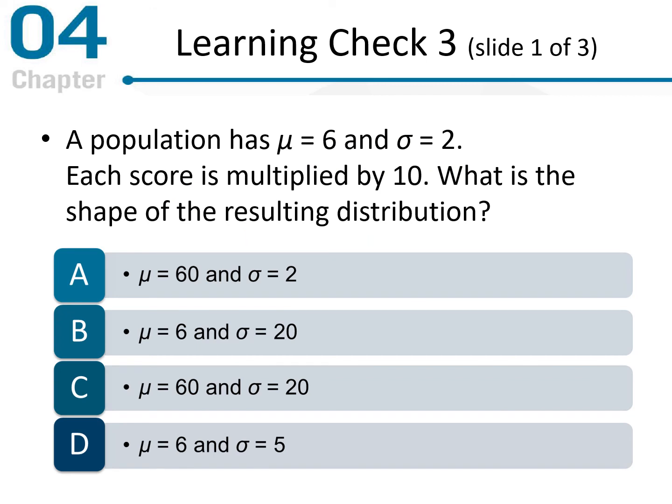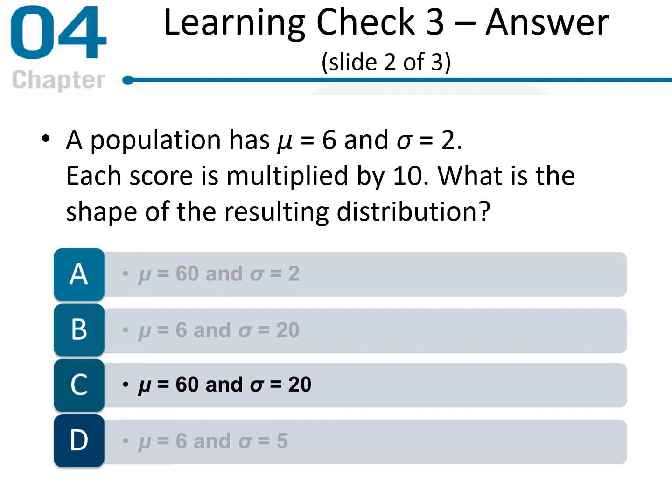So let's just do a rundown here. Quick check. A population has a mean of 6 and a standard deviation of 2. We're going to multiply each score by 10, so multiply everything by 10. What is the shape of the resulting distribution? Well, remember what we talked about. If we multiply every score by a constant, in this case 10, we have to multiply the mean and the standard deviation by the same constant. So we have to multiply the mean by 10, which gives us 60, and the standard deviation by 10, which gives us 20. So we're looking for a new mean of 60 and a new standard deviation of 20, and that's number C.